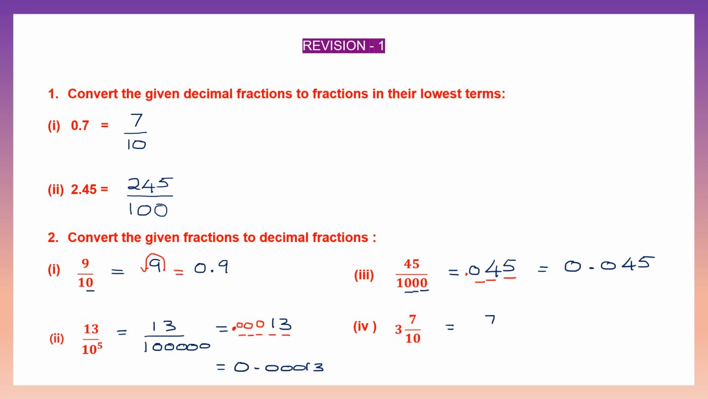Now the next one here, 3 7 by 10. Let's take only 7 by 10 first. So I'll write the whole number 7, and then there is 1 0 here. So my point moves one place to the left and comes here. So here what do I get? 0.7. But if you see, we have a whole number 3. So we make it 3.7. So this is our final answer, 3.7.